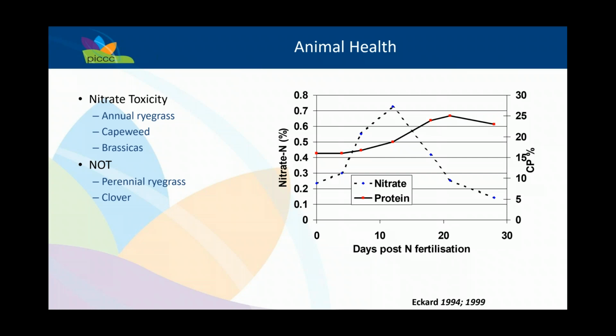And you can see on the graph on the right some work we did looking at the pattern of nitrate accumulation post-nitrogen fertilizer application. Nitrate doesn't accumulate initially up till about day 5 to 7. Then you get a rapid accumulation of nitrate in the plant, the dotted line, up to about day 14. And then it rapidly drops through to about day 18 to 21 as the plant grows and builds crude protein. So you can see the crude protein graph increase to about day 25, somewhere around there.